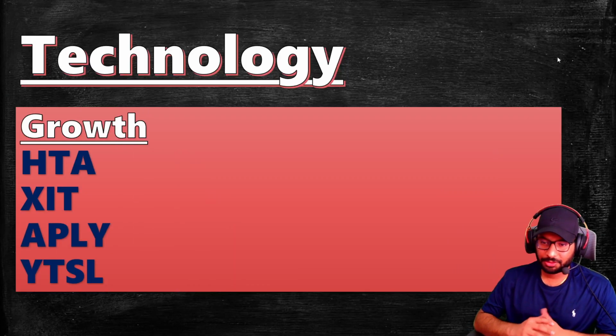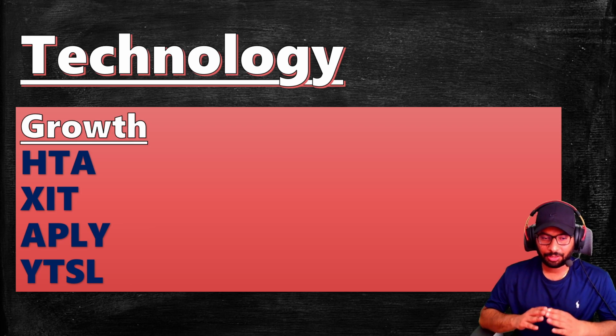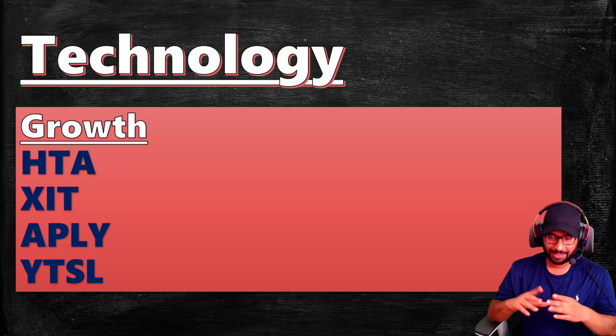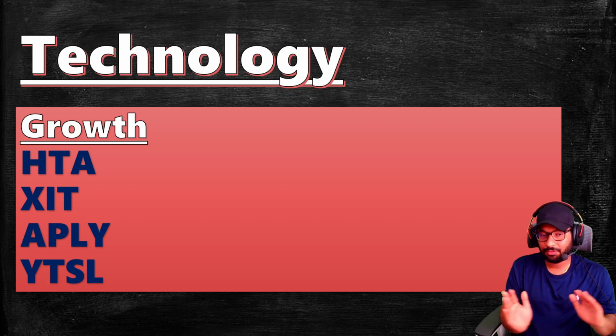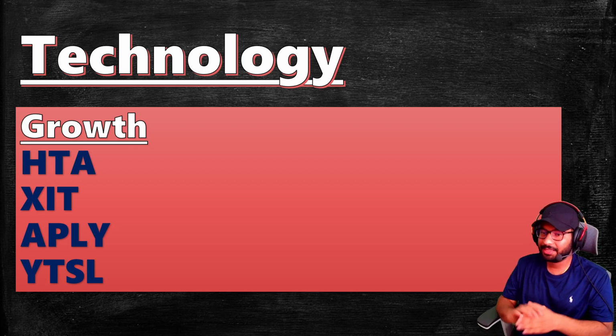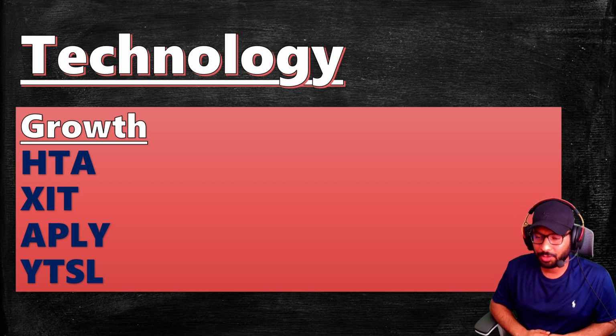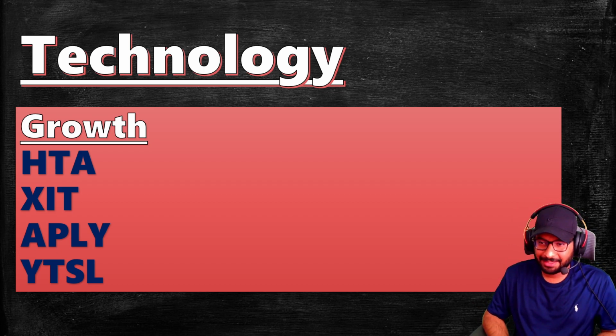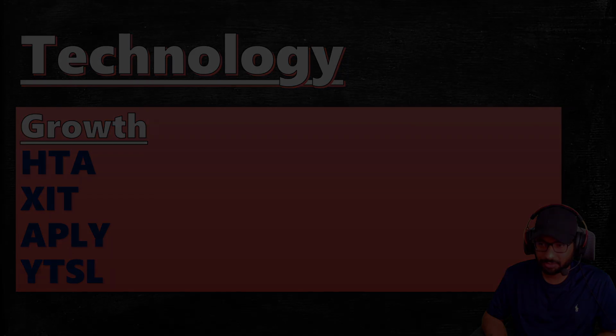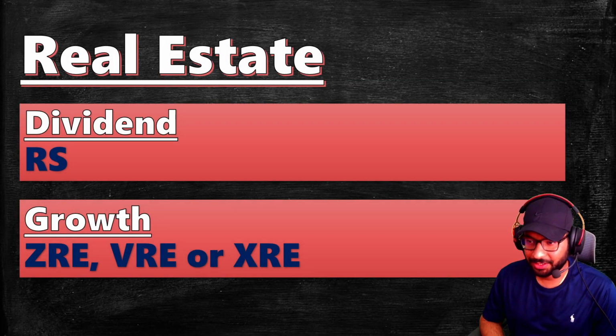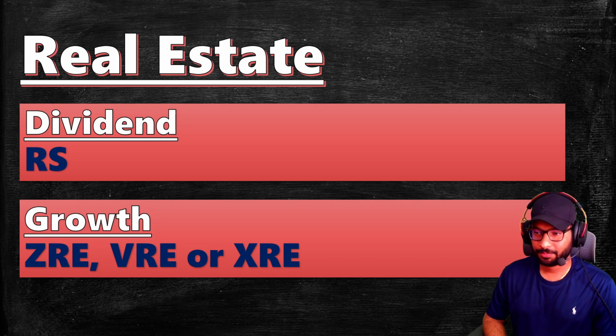So when it comes to technology, guys, as you can see, I'm covering the whole market. Like Tesla and Apple are my favorite. XIT covered the Canadian technology companies, and the HTA covered the global companies, focused mainly on the US. So this is the sector, our number one. All right, the second last one is real estate.